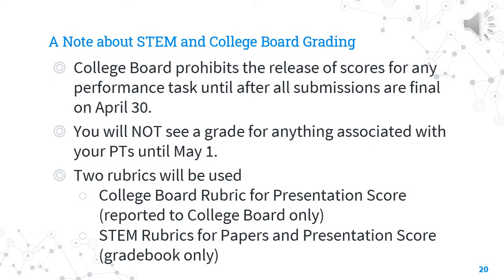A quick note about STEM and College Board grading. Remember that College Board prohibits the release of scores for any performance task until after all submissions are finalized on April 30th. This means you will not see a grade for anything associated with your final paper and final presentation until May 1st. There will be 2 rubrics used for grading in this course. The College Board rubric will be used for your presentation score and sent to College Board. STEM rubrics, based on the rubrics from College Board, will be used to give you a STEM grade for your paper and your presentation.